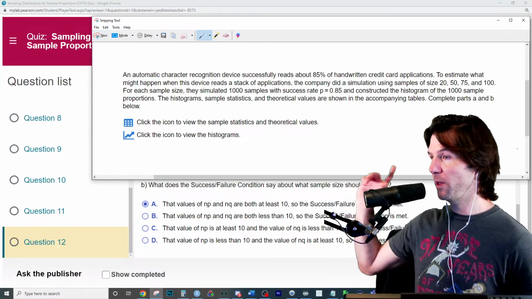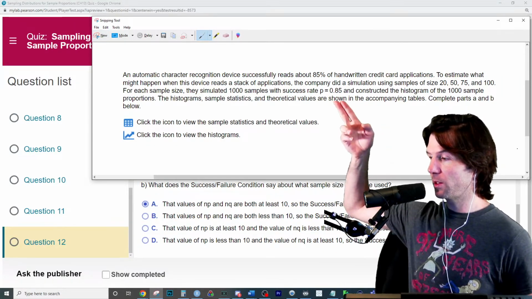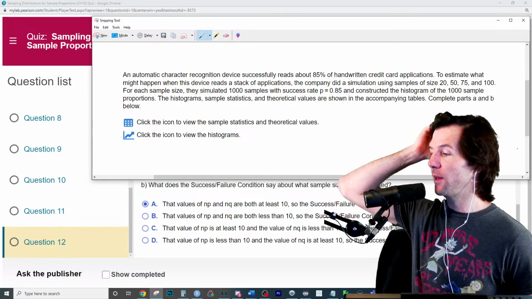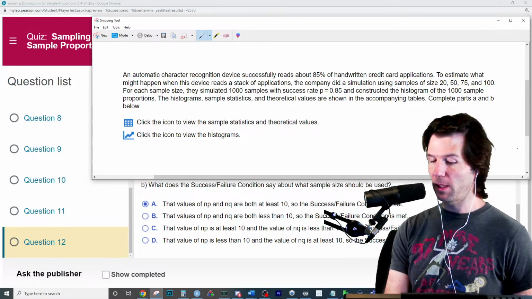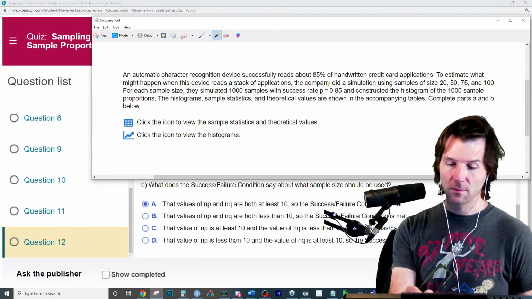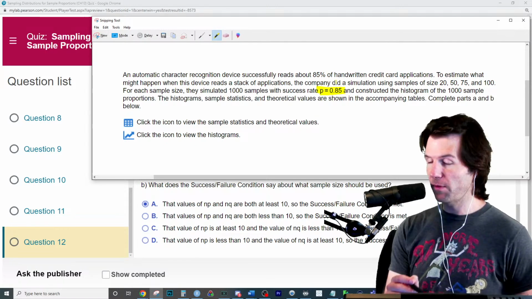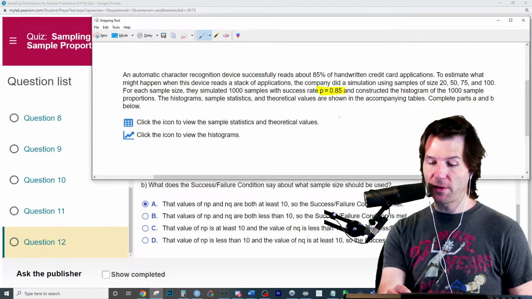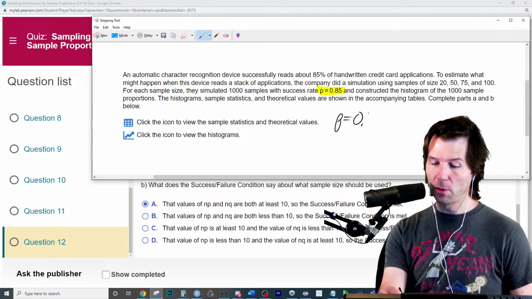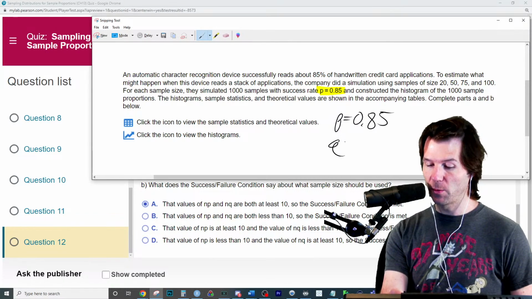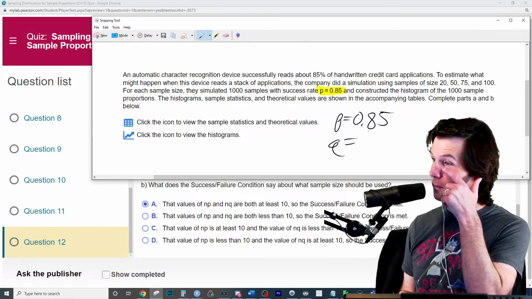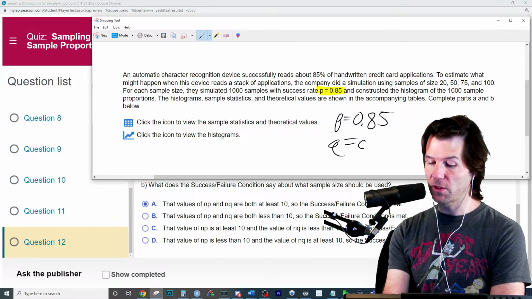So what is the value of P? Just look right there. It's 0.85, right? So what is the value of Q? Q is the complement of P. So what would Q be? And great job on practicing. What is Q going to be? 0.15, exactly. So they add up to 100.